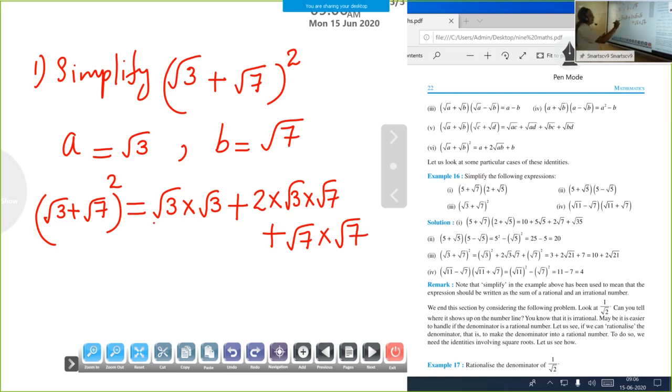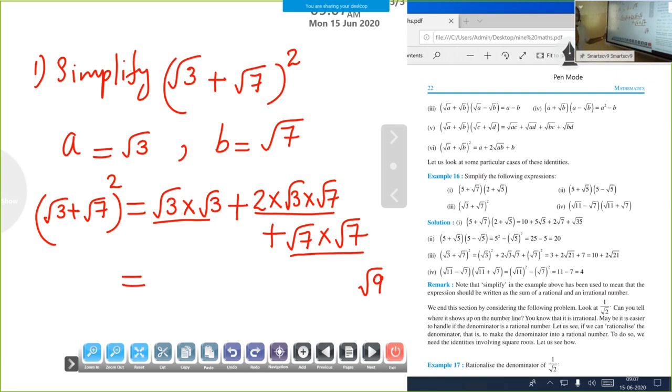Next we need to solve it. This is the first term, 3 terms there, second term and the third term. First term, the value, root 3 into root 3. You know that, what is the value of root 3 into root 3? That you write in the working column. Root 3 into root 3 equal to 9.